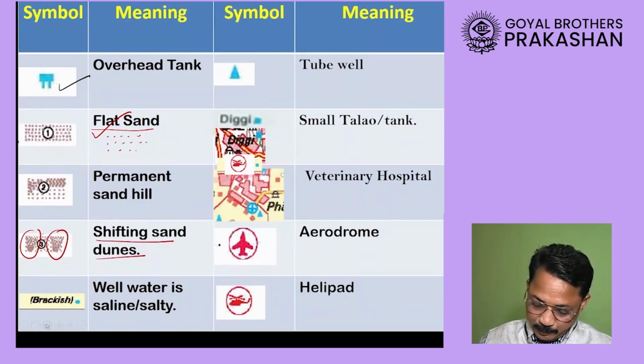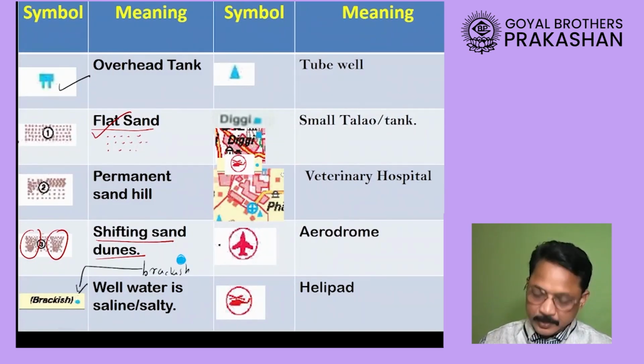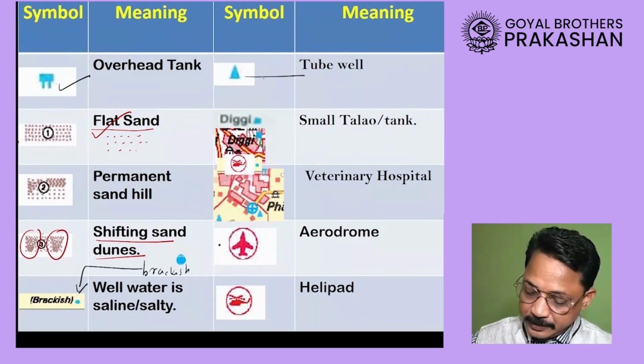Sometimes near a well, dear students, a well is shown with a blue color dot, and this is a perennial lined well. Outside this well, if the word brackish is written as it is seen over here, it means that the well is having salty water. This is a symbol of a tube well.